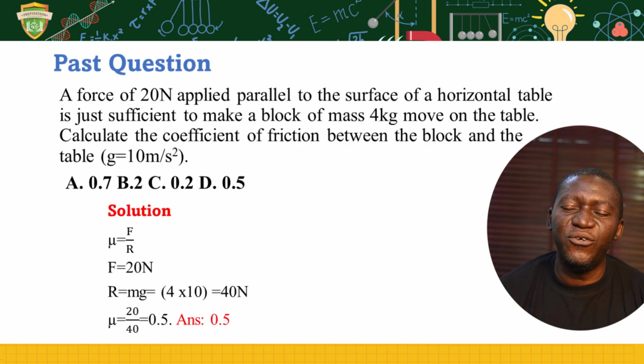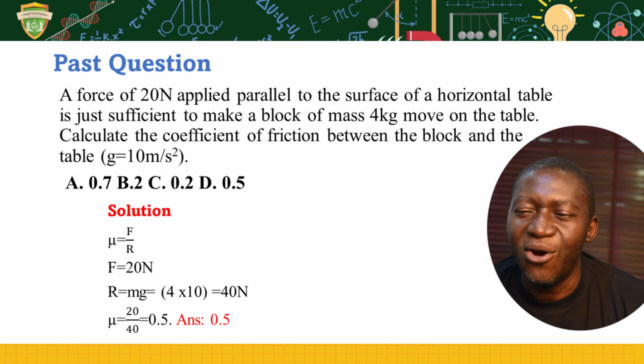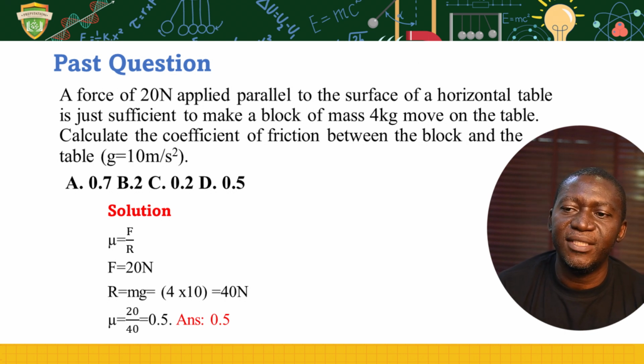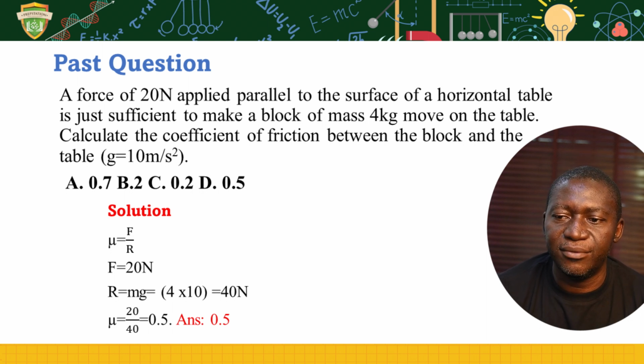Now, we have a few questions that we want to look at under this topic. So the first question reads, a force of 20 newtons applied parallel to the surface of a horizontal table is just sufficient to make a block of mass 4 kilograms move on the table. Calculate the coefficient of friction between the block and the table.